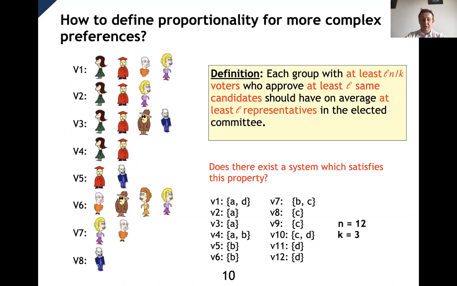By looking at voters V4 up to V7, we infer that candidate B should be selected. By the same argument, by looking at the voters from V7 up to V10, we infer that candidate C should be selected. And by looking at voters V10 up to V12 plus V1, we also infer that candidate D must be selected. So we see that in order for our property to be satisfied, we should select A, B, C, and D. However, we can only select 3 candidates, which shows that this property cannot be satisfied by any rule.